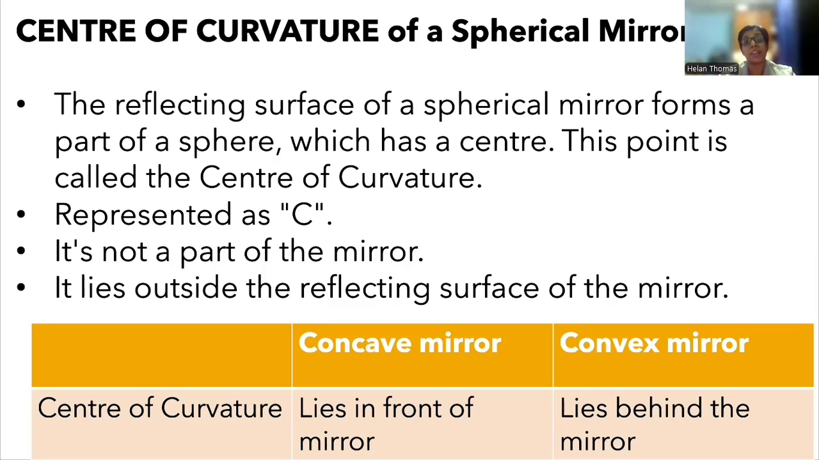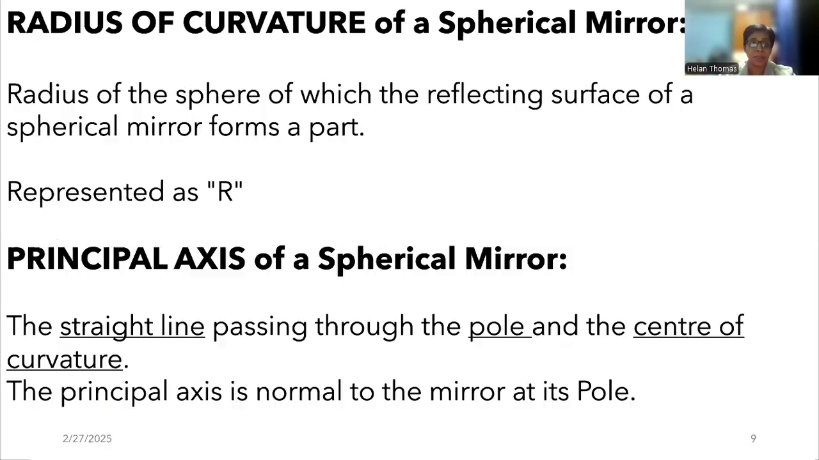In the case of the reflecting surfaces of the mirror, in both the concave and the convex mirror, it is not on the surface of the mirror. It lies outside. So in concave, it will lie in front of the mirror, while in convex, it will lie behind the mirror.